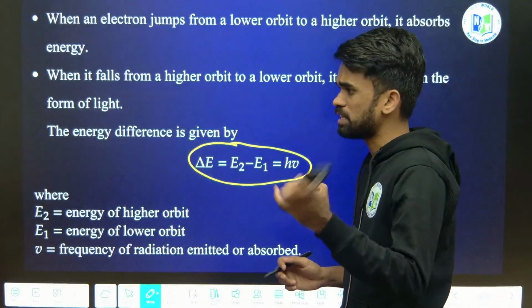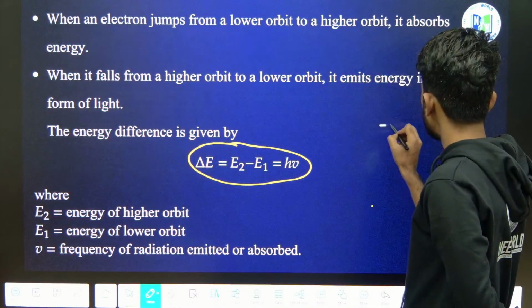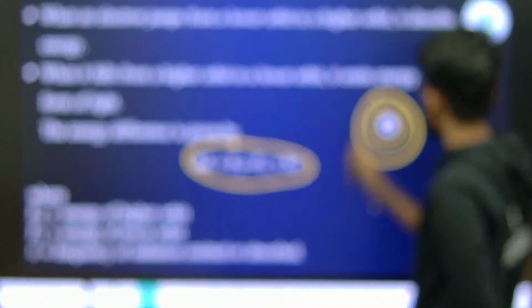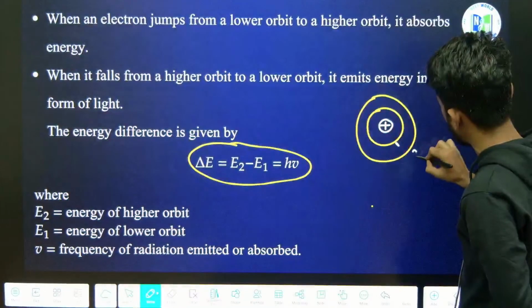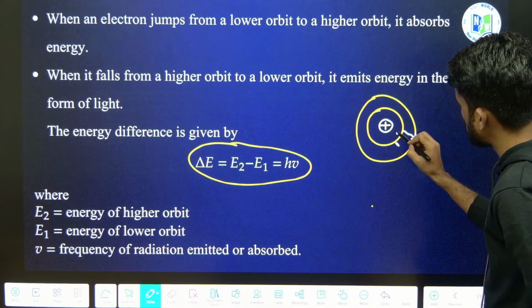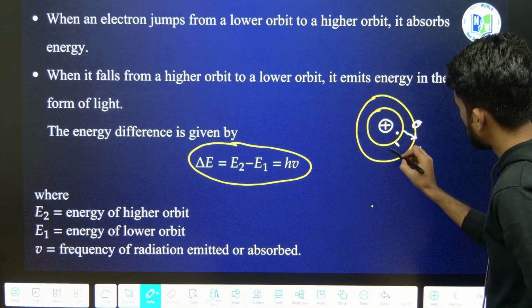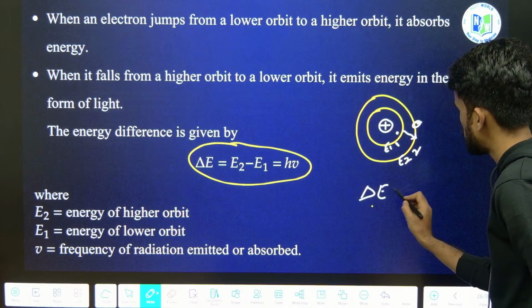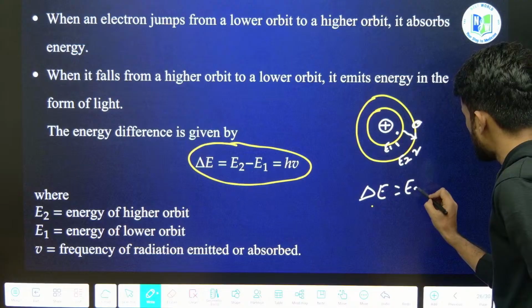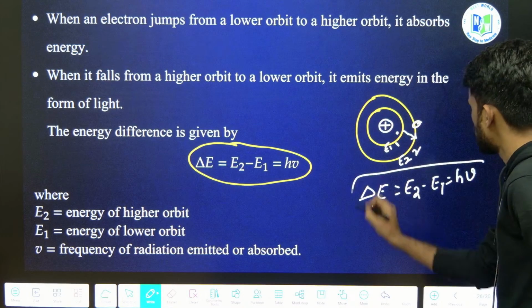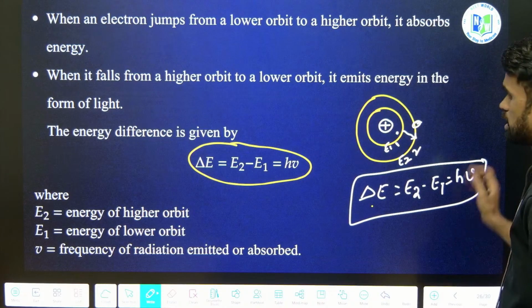Just look here, if this is the nucleus around which we have orbits, and the electron is going from the first orbit, first level, to the second level, jumping from here to here, each level has some fixed energy. Therefore this is E1, this is E2, and the energy difference delta E is final minus initial, E2 minus E1. This gives us delta E equals E2 minus E1, that is h nu.